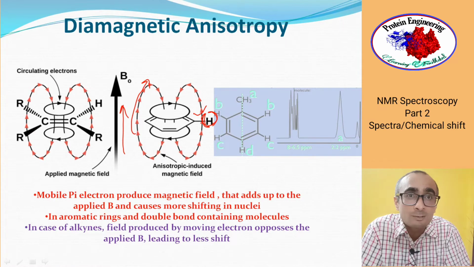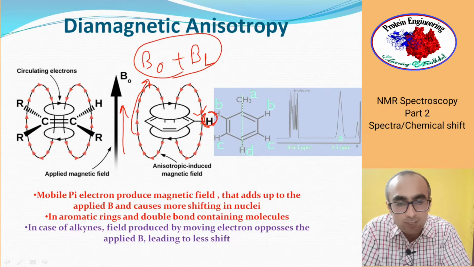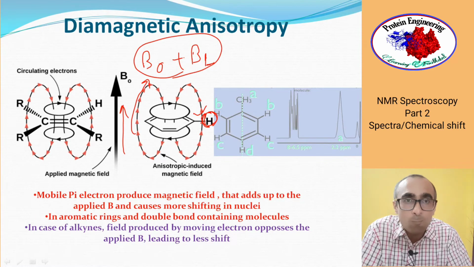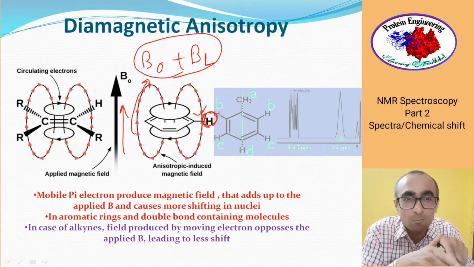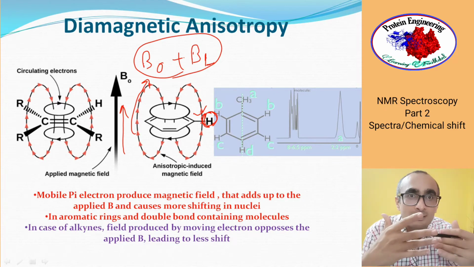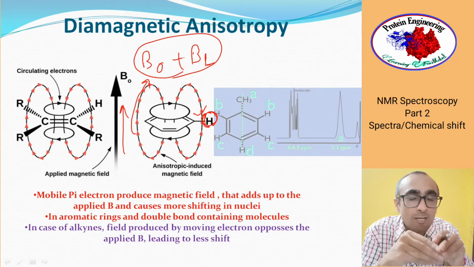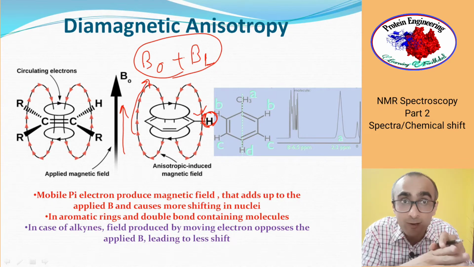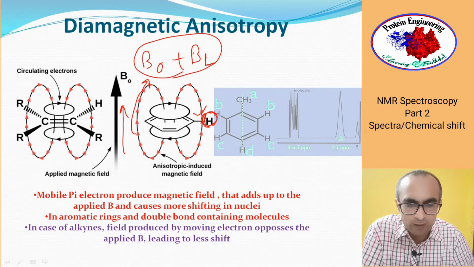So the actual magnetic field would be B naught plus B local. That's why the actual magnetic field being felt by this proton would be more than the magnetic field being applied from the outside. It means this proton feels more magnetic field, which also indicates that the proton would require high energy in order to resonate, because the actual magnetic field is high, and hence the peak will be shifted more to the downfield side. And this exactly happens in the case of aromatic compounds.